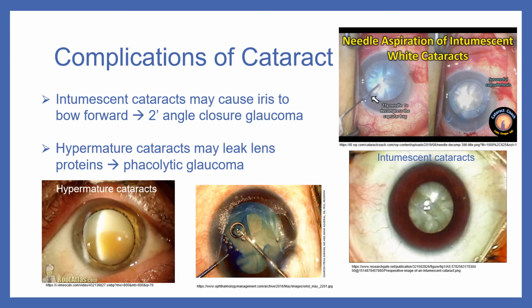And to prevent these complications, cataract surgery to remove the crystalline lens is warranted. And these will be shown in the following slide. And here, these are probes going into the anterior chamber and performing capsulorhexis.